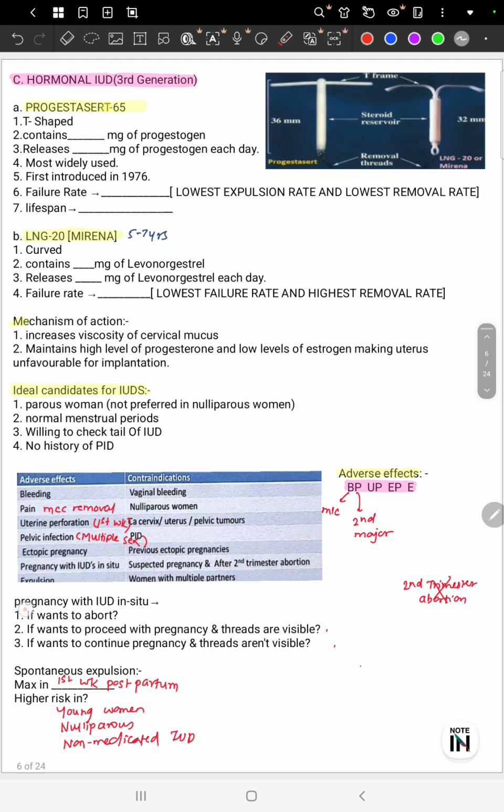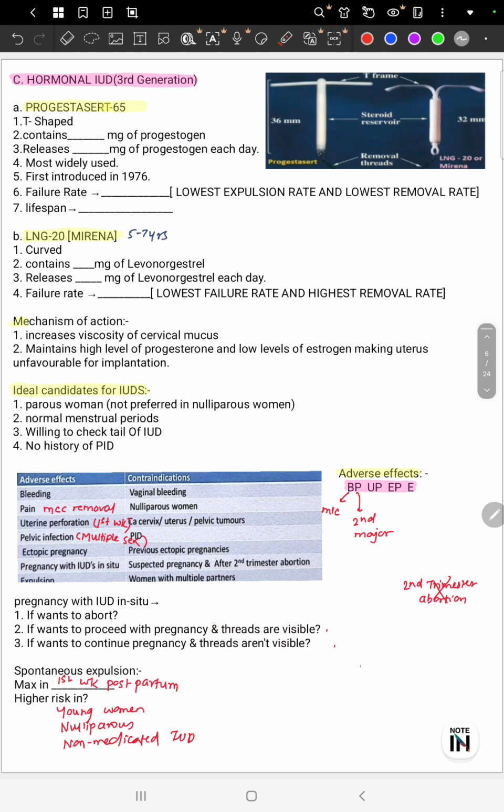Then pregnancy with IUCD in situ. The intrauterine device is present in situ and the woman gets pregnant. Now this is because of the failure of that device, right? So if she wants to abort, she can abort. If she wants to proceed with the pregnancy, okay, let's continue. And the threads are visible.